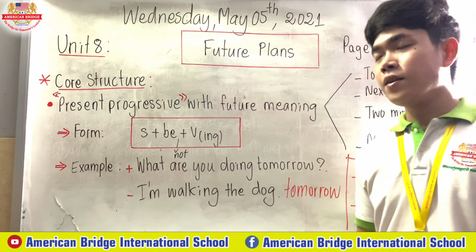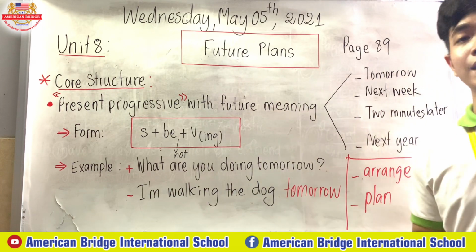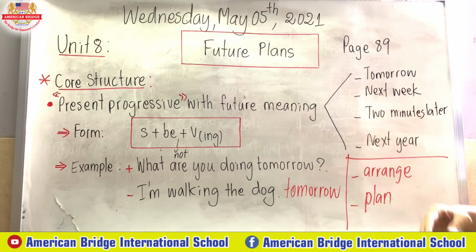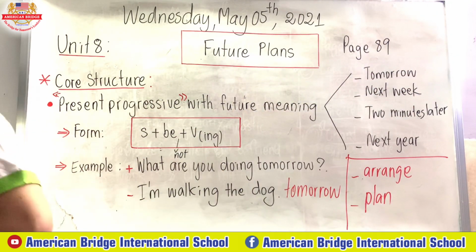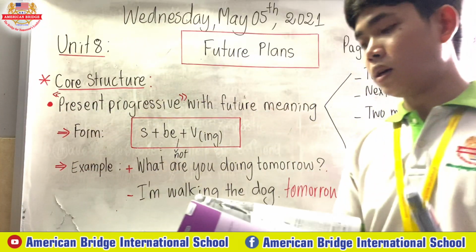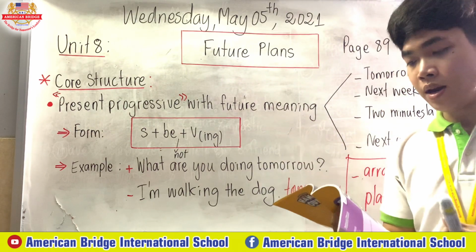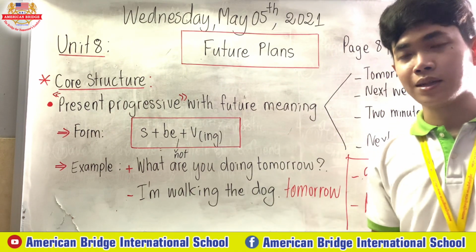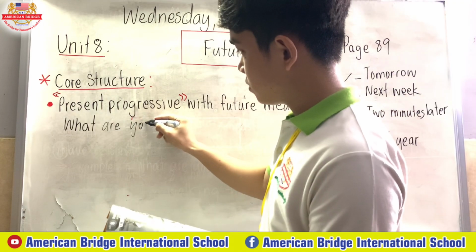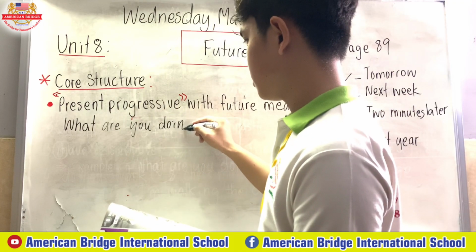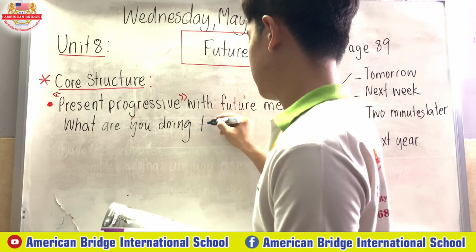Okay? So now let's try to make more sentences by looking at the picture on page 89. On page 89 you will see the picture in part C, right? We have actually completed part C already. So now let's try to make sentences. You doing tomorrow.